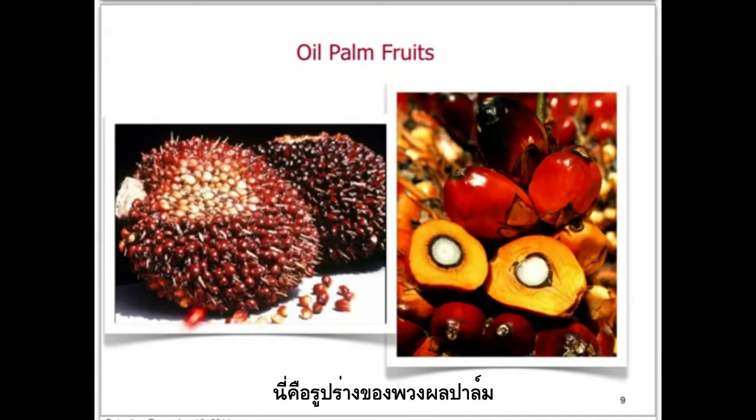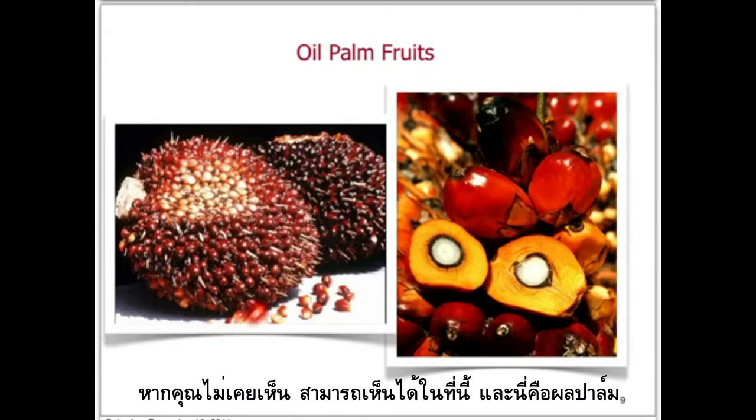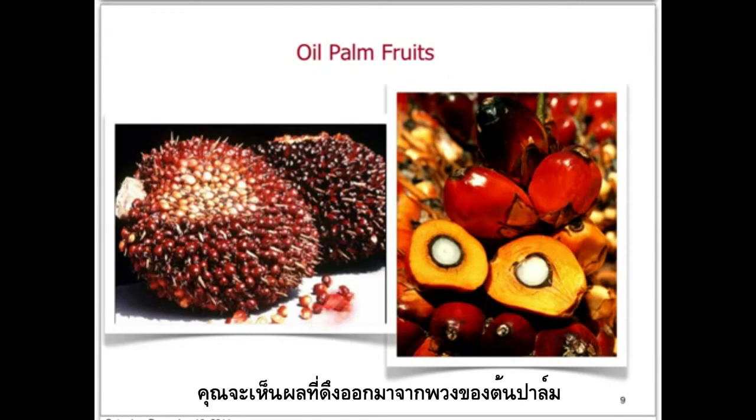Okay, this is how the oil palm fruit bunch looks like if you have not seen one. So you can see there's a sharp thorn there, and it's the fruitlets. Down here you can see the fruitlets been stripped out or come out from the fruit bunch.